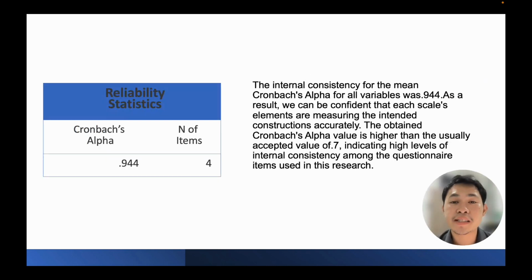The internal consistency, the mean Cronbach's alpha for all variables, was 0.944. As a result, we can be confident that each scale element is measuring the intended construct accurately. The Cronbach's alpha value is higher than the usual accepted value of 0.7, indicating a high level of internal consistency among the questionnaire items used in our research. The Cronbach's alpha coefficient reliability study shows that the questions about poverty, leadership, socioeconomic status, and also school quality are very consistent and accurate.